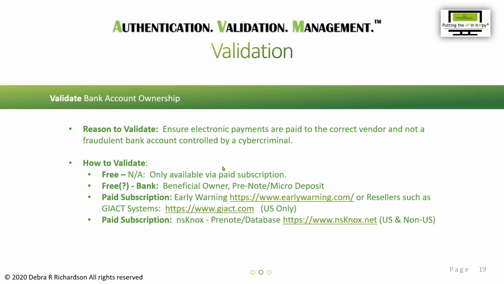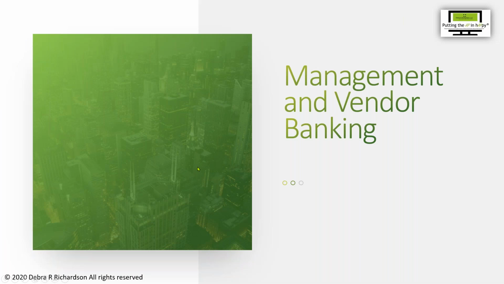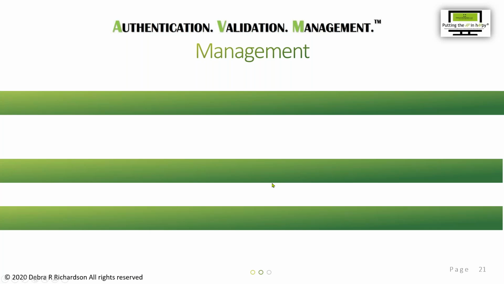All right, so that's it with bank account ownership, validating that. Now, let's move on to management and vendor banking. So now that you have authenticated by requiring authentication of the sender and of the data received, and now have validated the bank account information, here are 3 additional steps that you can take to add more security.